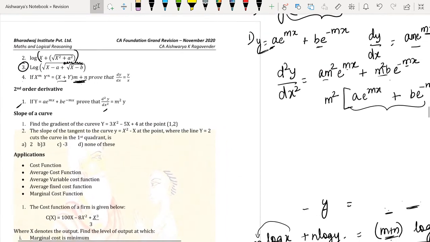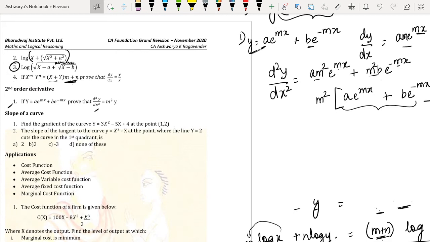Now coming to slope of the curve type of questions. That is one of the applications of calculus. In applications of differentiation, when you do the first order derivative, what you arrive at is the slope. Slope is nothing but the angle made by a line with the x-axis. So here the question is asking you to find the gradient of the curve. So just differentiate this, you will get the gradient of the curve.